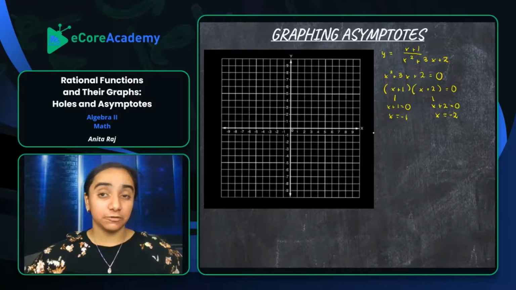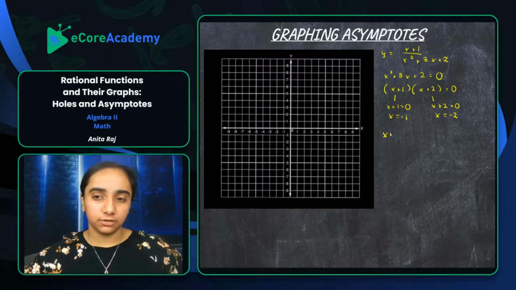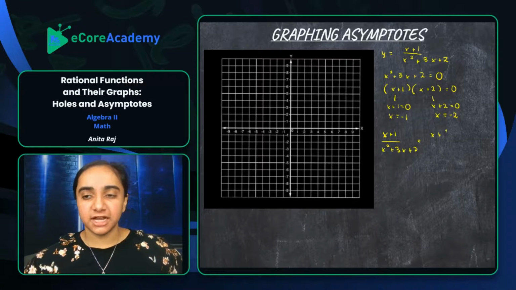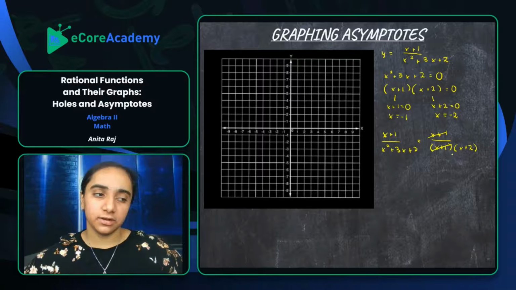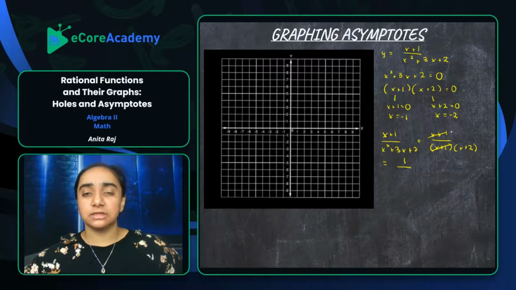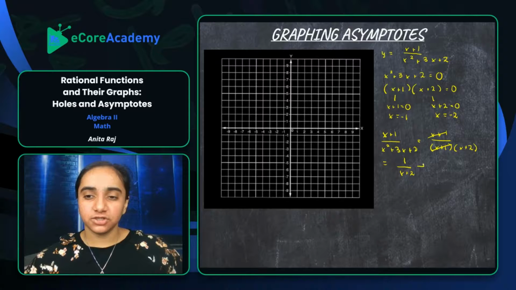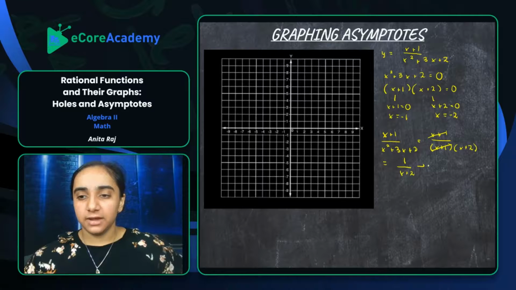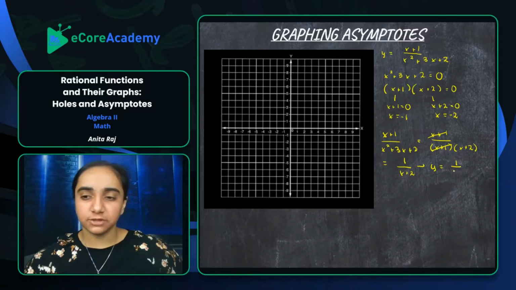How are we going to determine that? Our second step is to reduce the function. I'm going to rewrite the function: x plus 1 over x squared plus 3x plus 2. We factor the bottom, which we already did, so it's x plus 1 over x plus 1 times x plus 2. As you can see, there's a common factor of x plus 1 in the numerator and denominator, so we cross those off. Our reduced function has just x plus 2 left in the denominator and a 1 left in the numerator. So y is equal to 1 over x plus 2.